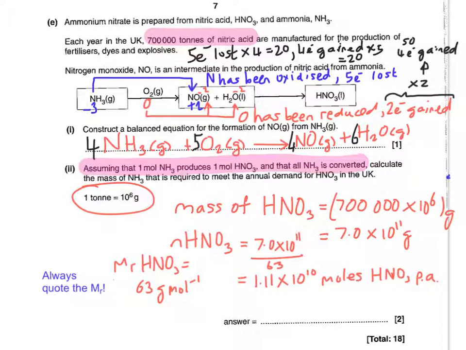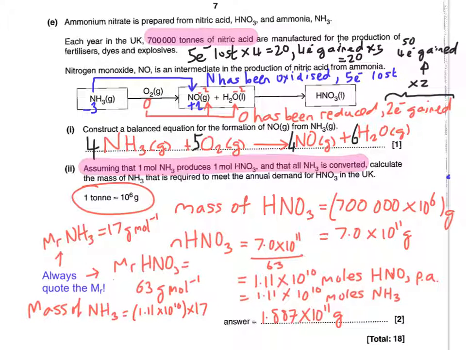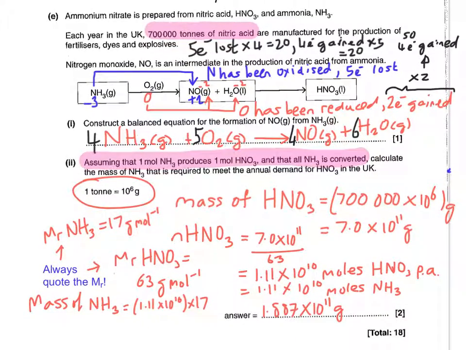So, if we know that it's a 1-to-1 mole ratio, we also know that it's 1.11 times 10 to the power of 10 moles of NH3. So that now means we can work out the mass of NH3. So let's quote the MR for NH3. So multiplying the MR times the moles, that gives us 1.887 times 10 to the power of 11 grams of NH3.